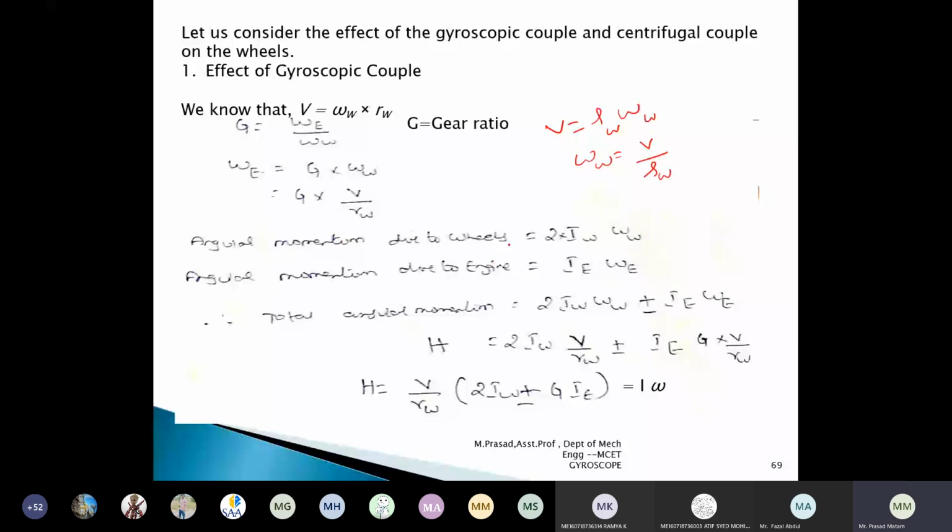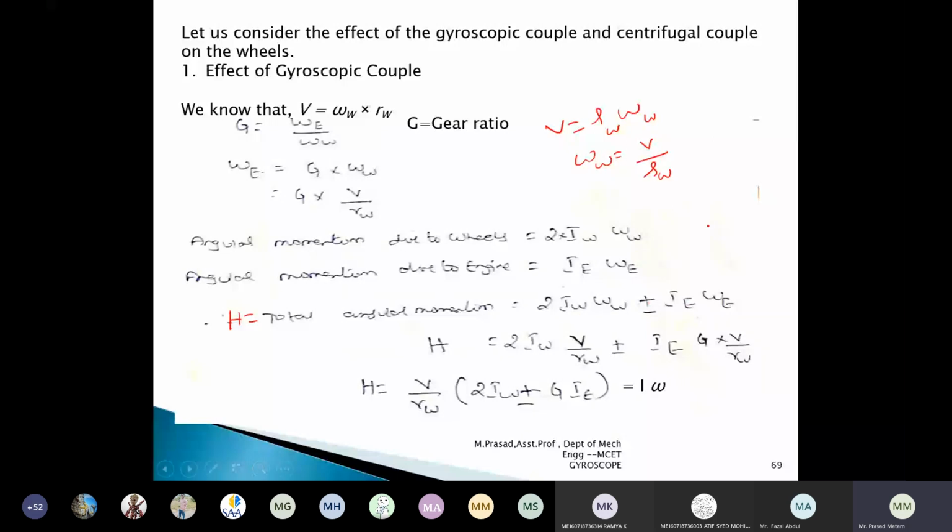Now, the angular momentum due to the wheels is given by 2 into IW into omega W. IW is the moment of inertia of each wheel. So why am I taking 2? Since I have 2 wheels, that's why I am taking 2 times. Now, the angular momentum due to the engine is given by IE into omega E. Now, what is the total angular momentum? H is the total angular momentum, which is equal to 2 IW omega W plus or minus IE omega E.